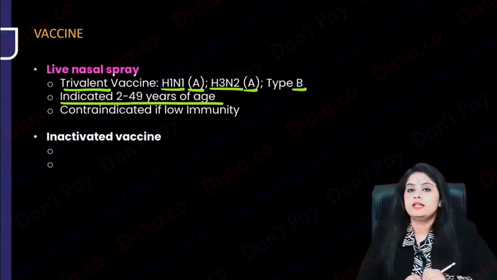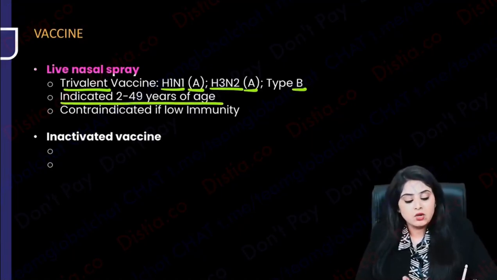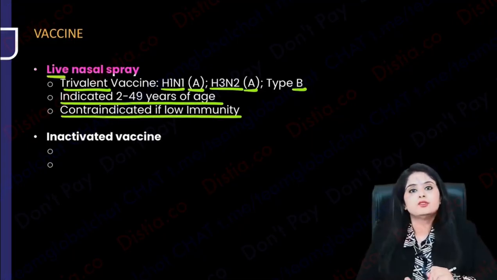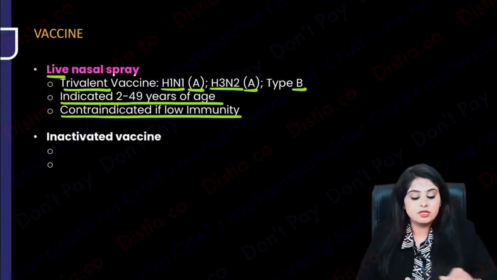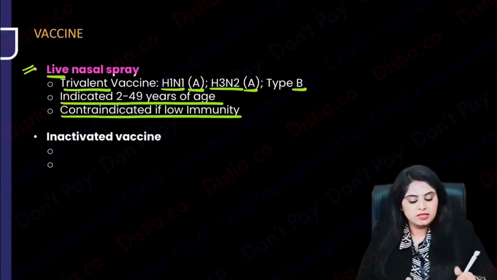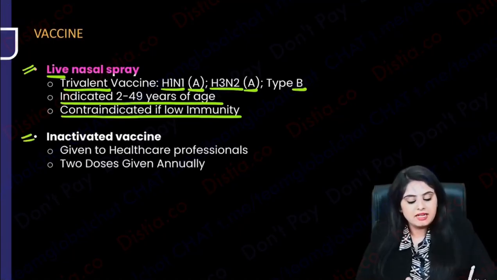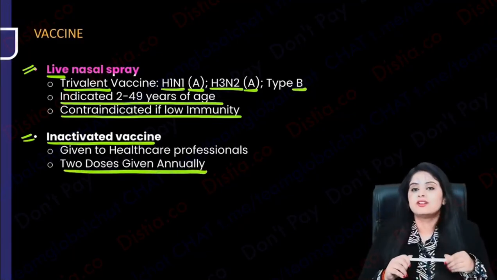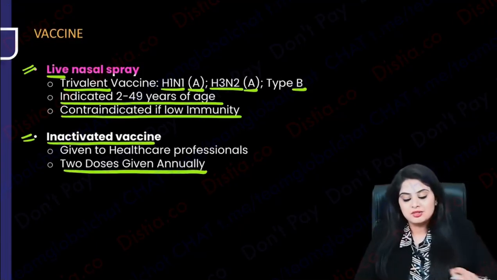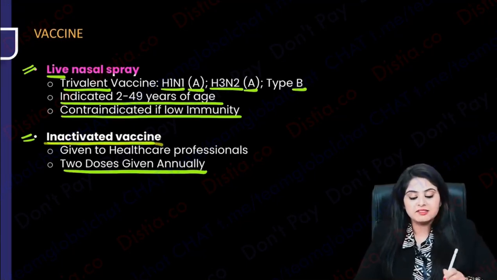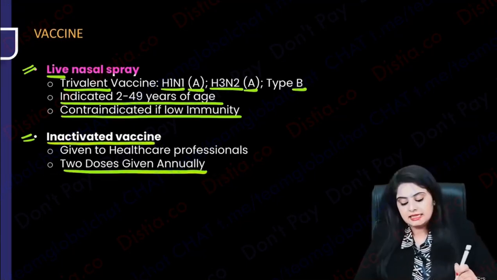Remember, 2 to 49 years is the adequate age, so not usually preferred after 50. And contraindicated if there is low immunity, because this is going to be a live vaccine, so you can't give it to people who are immunodeficient. On the other hand, for healthcare workers especially, annually, you have an inactivated vaccine in which 2 doses are given annually, not really followed in our country much, because we as healthcare workers know that I have never received this vaccine. So inactivated vaccine twice annually for a healthcare worker.